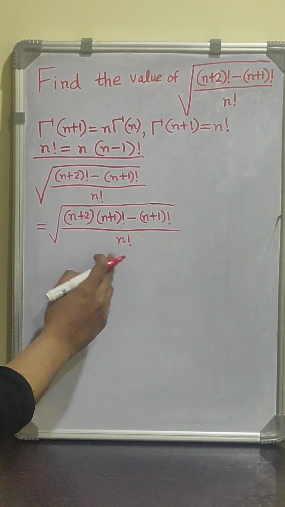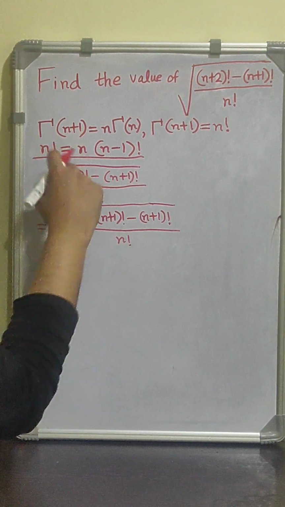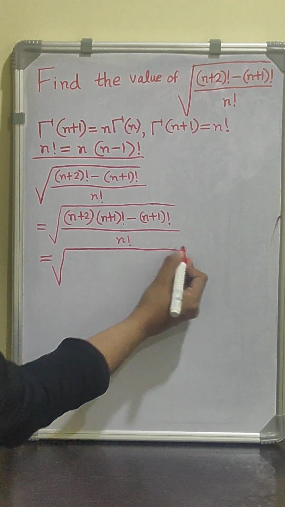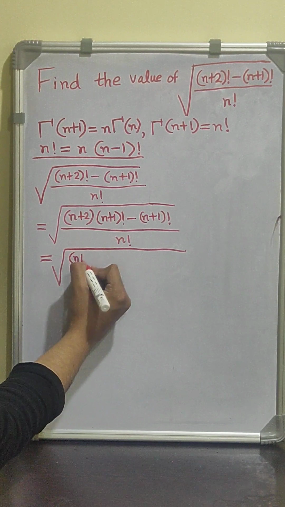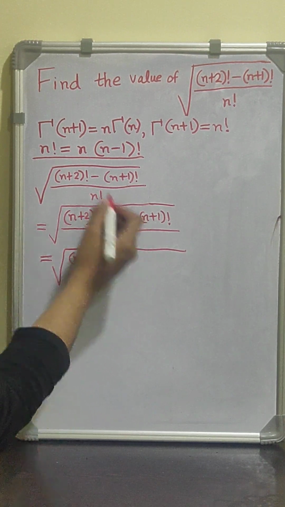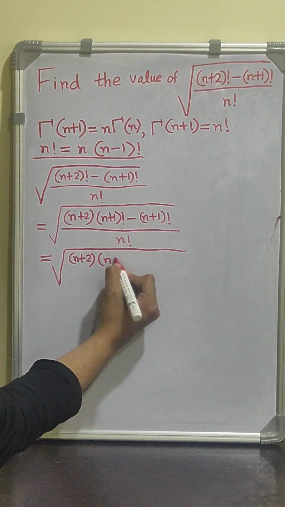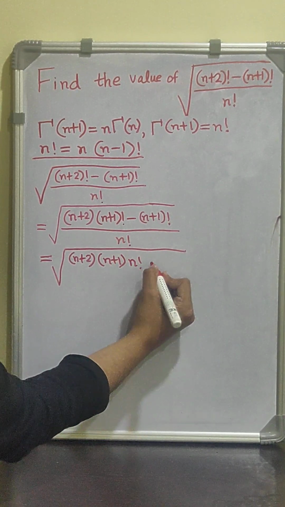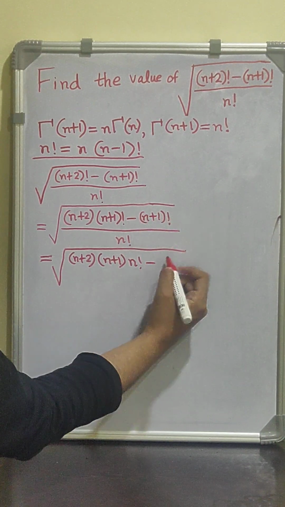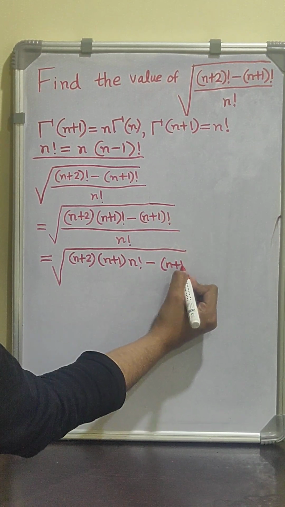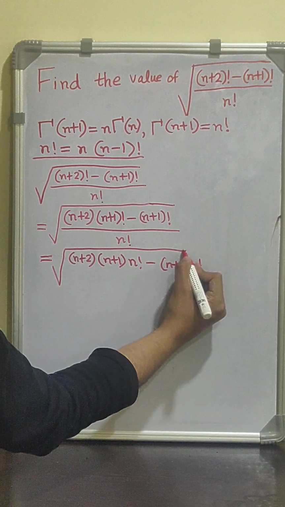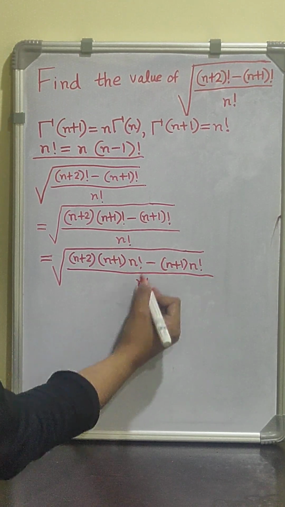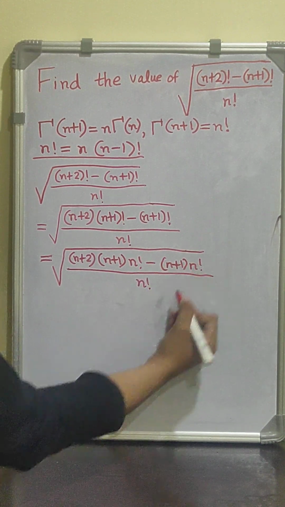I have n! here, so if I write (n+1)! as the next one, then I might be able to cancel something. So I will write (n+1)! as (n+1) into n!. Same here, (n+1) into n!. And in the denominator you have n!. So n! cancels from all these terms.